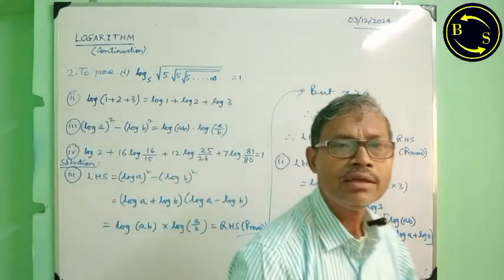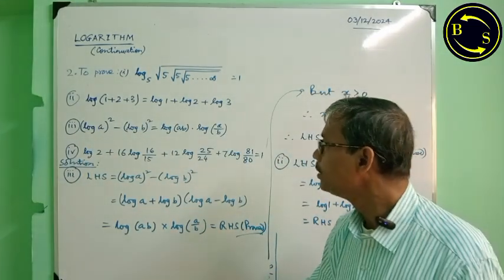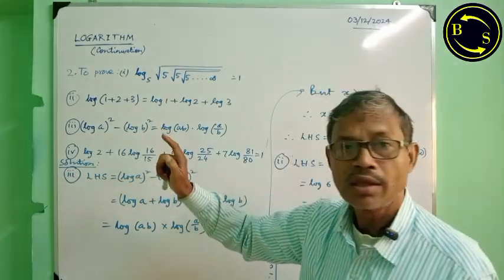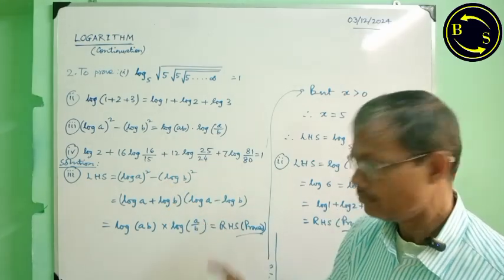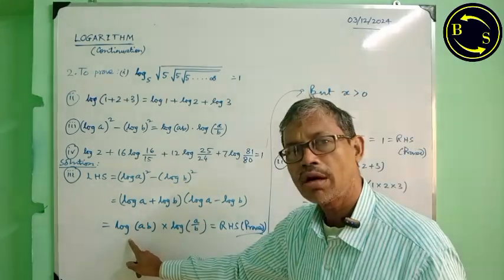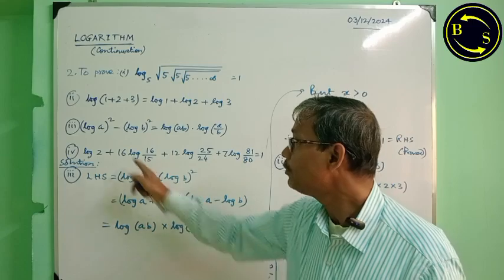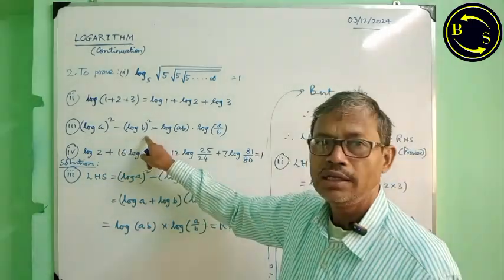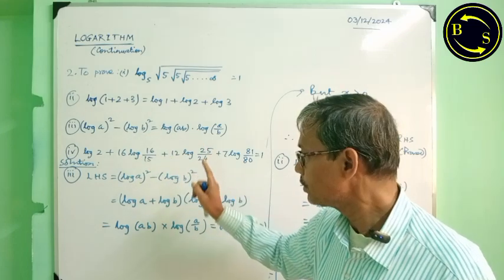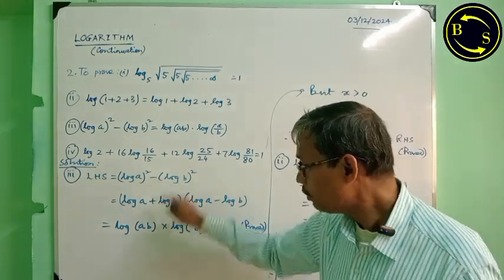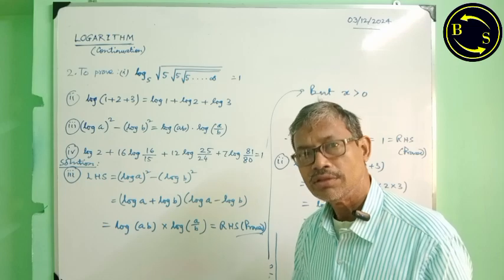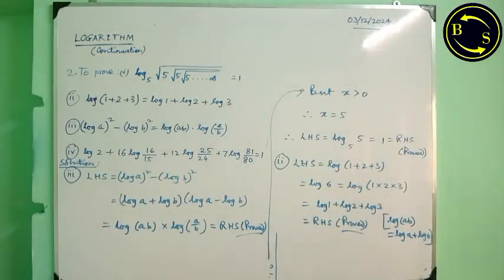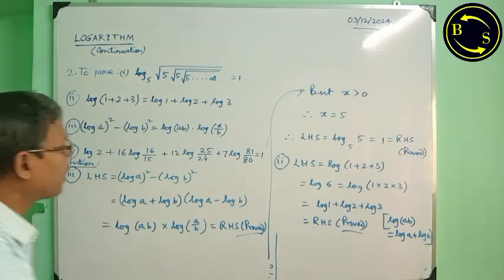This question may be asked like this. You express this expression as a product of two logarithms. You see, this is one logarithm, this is one logarithm. Therefore, the question may be asked like this. You express this as a product of two logarithms. Then you are to follow these steps. Now, I have taken one sum for calculation.